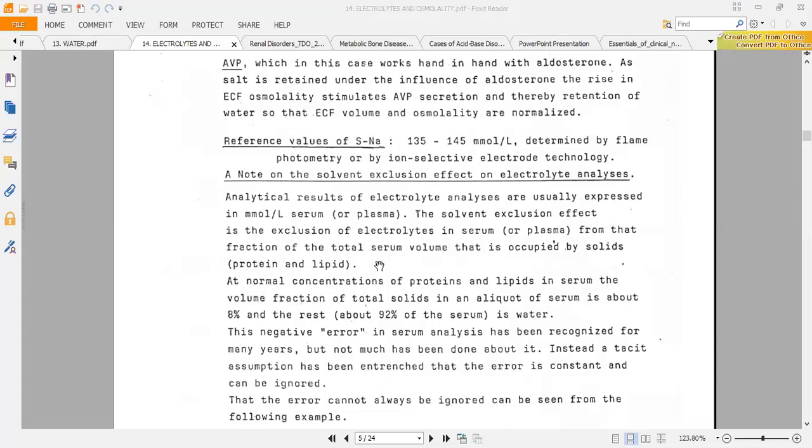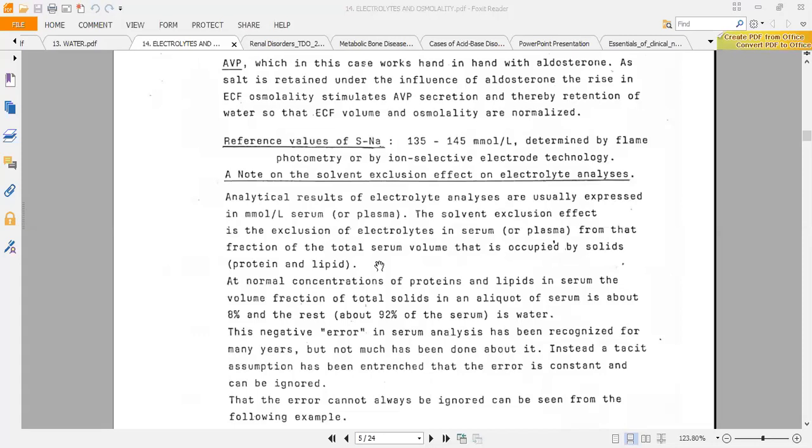Because there is a concept called the solvent exclusion principle. The concentration of sodium we are talking about is with respect to water. So we are looking at how much sodium is dissolved in water. But if there is a case where you have other components, like a lot of plasma proteins or a lot of fatty acids and lipids, the proteins and the fatty acids will increase the volume.